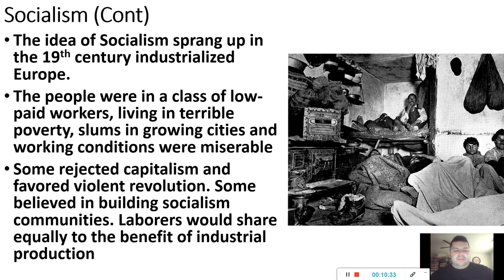Now, this is where some people rejected capitalism, and they started saying, you know what, we need to revolt. And not just revolt by picketing and chanting and things like that. No, we need a violent revolt, because to them, violence was the way to be heard, the way to actually make change, force it in a sense. Then there were some people who felt, we should build a socialist community, where everyone gets paid the same, things like that. We all share in the success of the company.